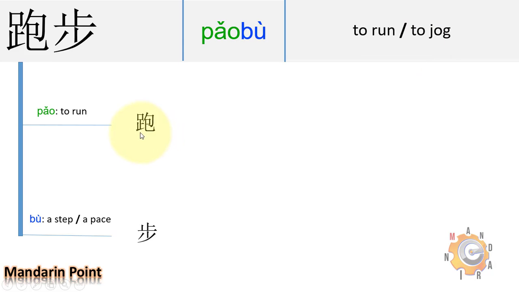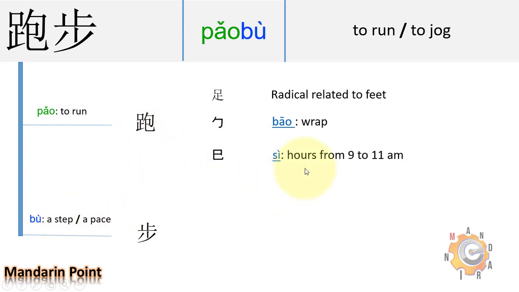This character can further be decomposed. The character on left side, the character on top right, the character on bottom right. Okay, these are three simple characters which are combined to give us pao, which means to run. So this character on left side is radical related to feet, while this one at the top right is bao, which means to wrap, while this one is very simple character. Si, which means hours from 9 to 11 a.m.